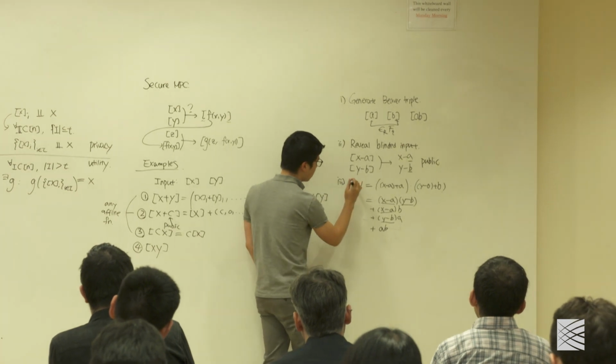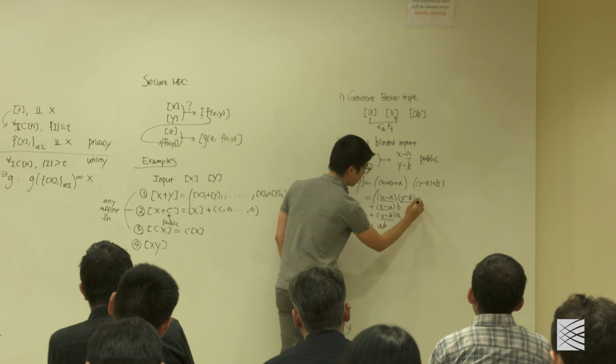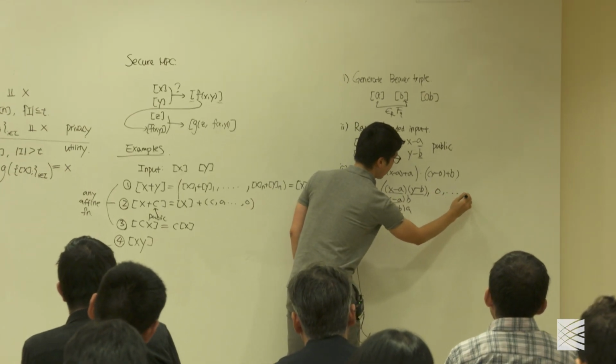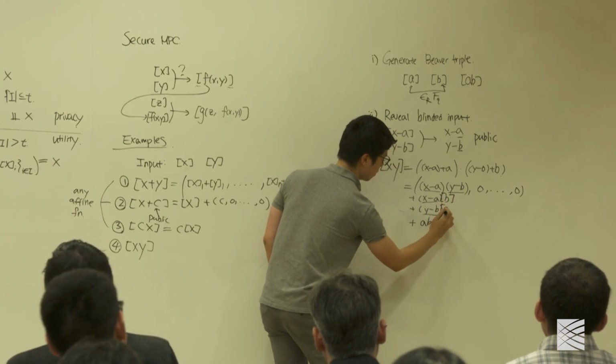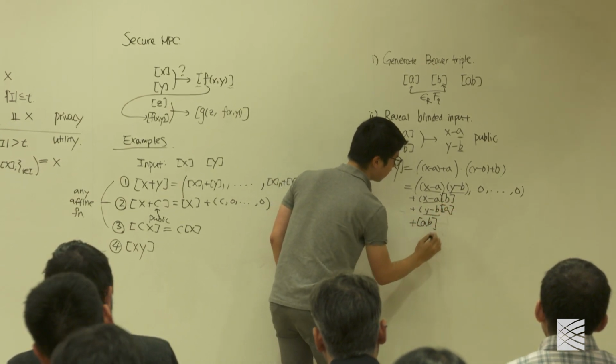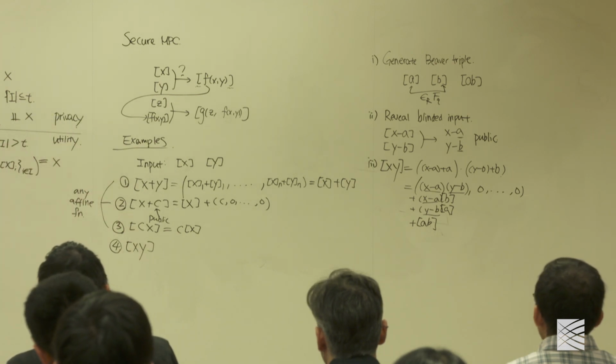In particular, the secret sharing of the product x times y will be something like this. Just one party adds this term. These will be the secret shares, and like that. So it's an affine function. All right, so that's how you do multiplication.